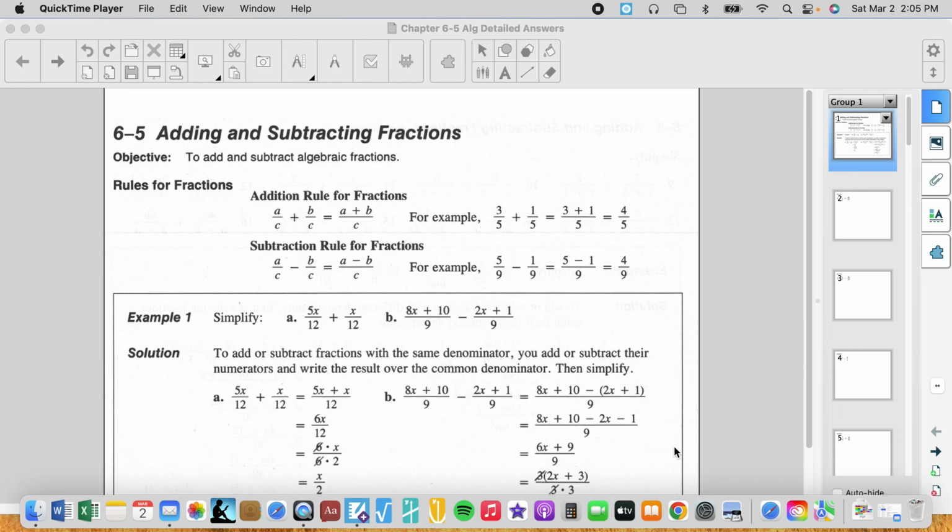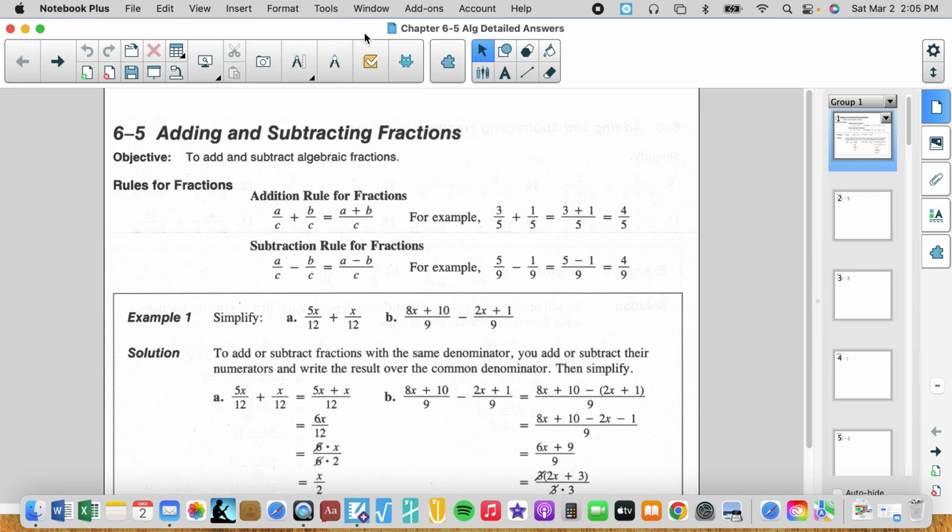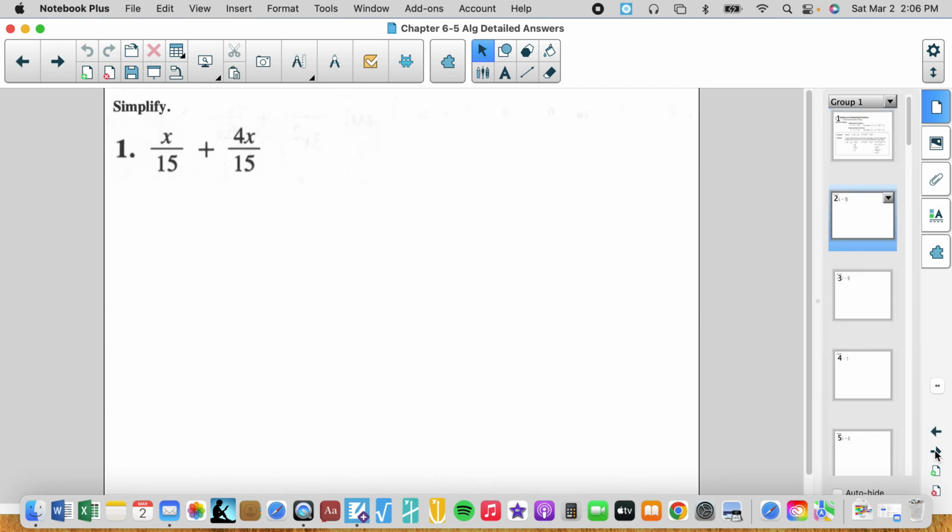Move on to adding and subtracting fractions. You remember 6-1, 6-2, 6-3, 6-4 all lead to this. I guess maybe not multiplying and dividing, but it does. You have to practice those skills in order to create equivalent fractions with common denominators. So we're going to apply all these skills in this. We can't add fractions unless they have common denominators.